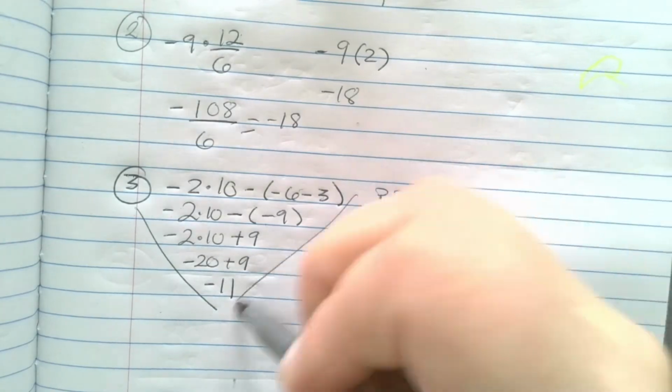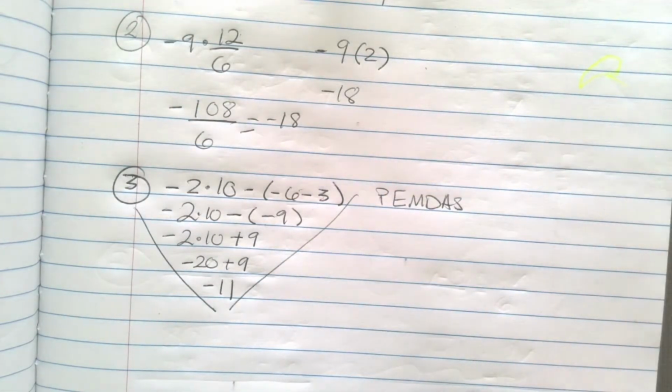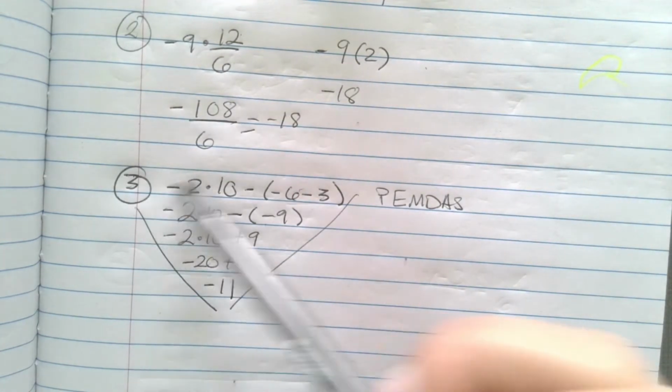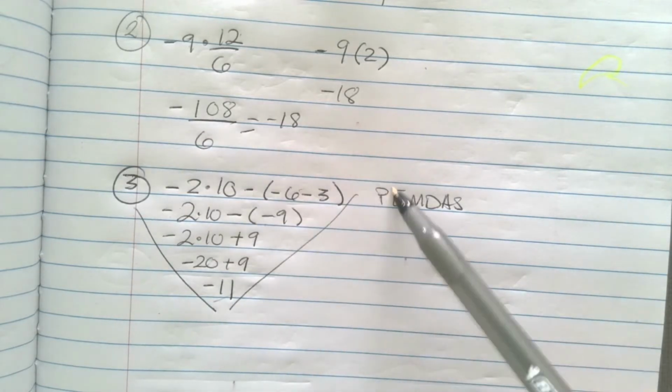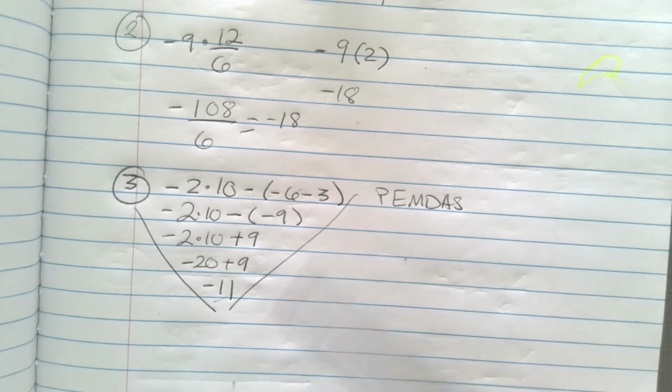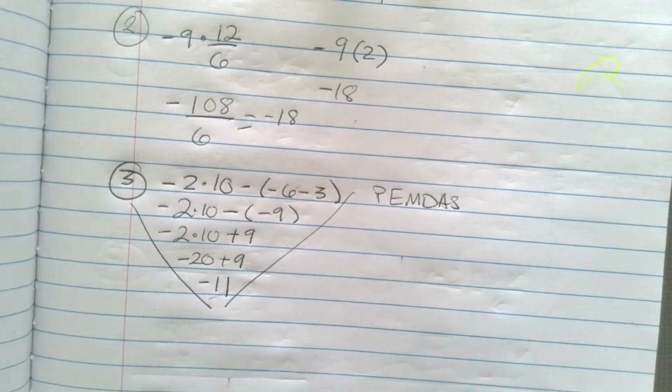Can you see how it makes a nice little triangle? As you're solving, your equations should become triangles as they get simpler and simpler.